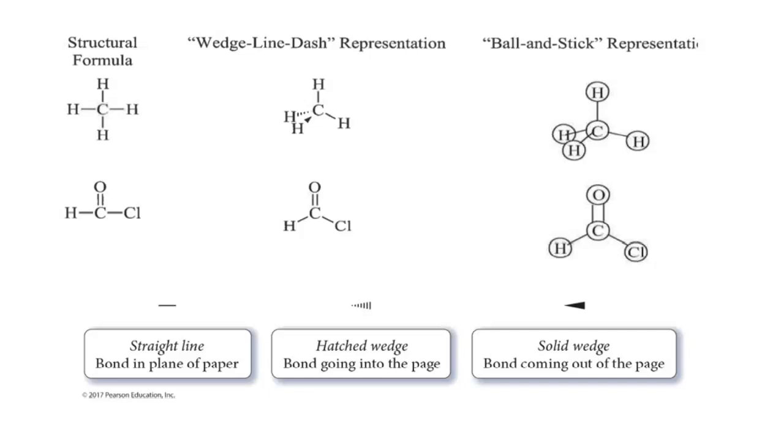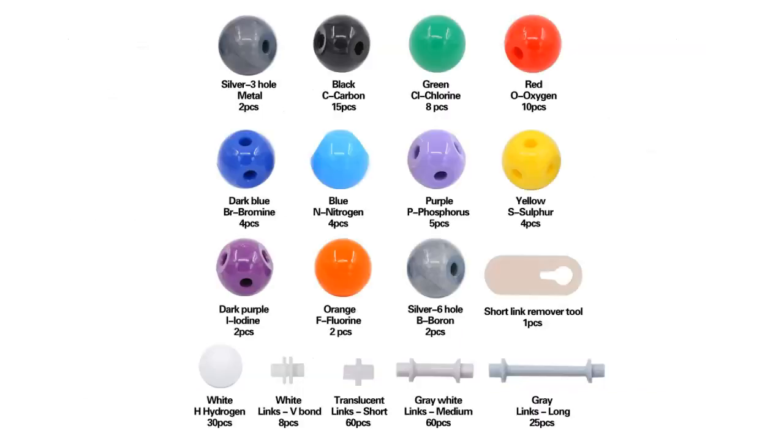You have a straight line, bonded in the plane of the paper. You have a hatched wedge, which is a bond going into the page, and then you have a solid wedge coming out of the paper. I will be showing you in class exactly what we're talking about when we're talking about bonds in the plane of the paper. You're going to be using models to build ball and stick models of molecules.